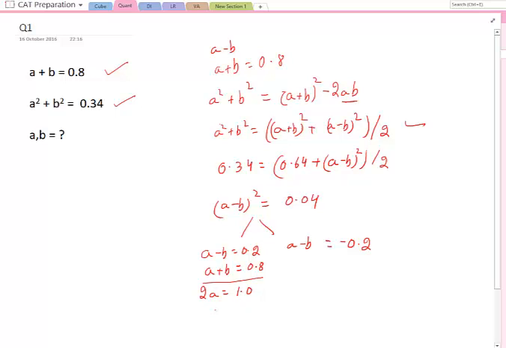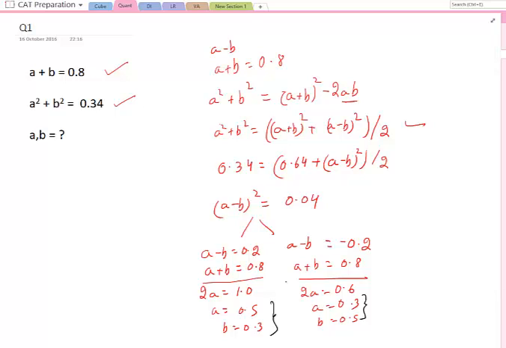So 2a equal to 1.0, here you get a equal to 0.5 and b equal to 0.3. And if you look at this one, a + b equal to 0.8, 2a equal to 0.6, a equal to 0.3, b equal to 0.5. So this is our answer. This would be considered an easy question from a CAT perspective, and we should be able to do this within like 30, 40, 50 seconds. So please ensure that you practice enough to get to that level. Let's look at the next question.